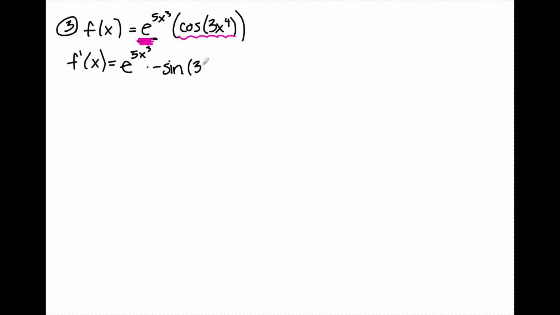I leave the inside alone, 3x to the fourth, times the derivative of the inside, that's what's in the parentheses, is 12x cubed. So again, here was your first. This whole thing is the derivative of the second. Plus the second, cosine of 3x to the fourth, times the derivative of the first.